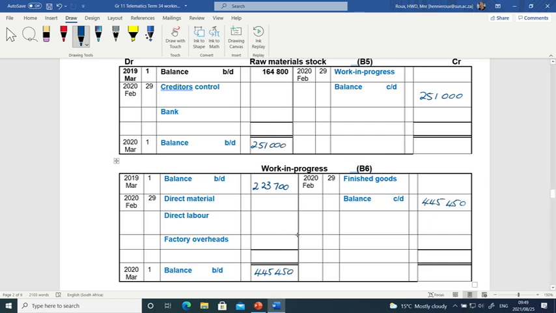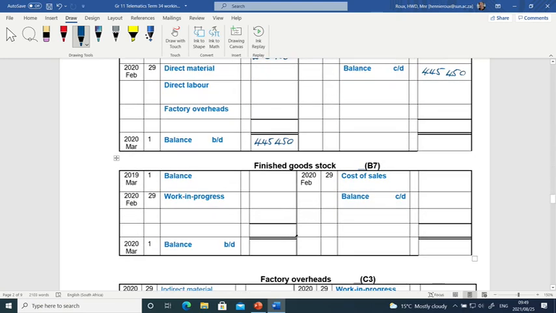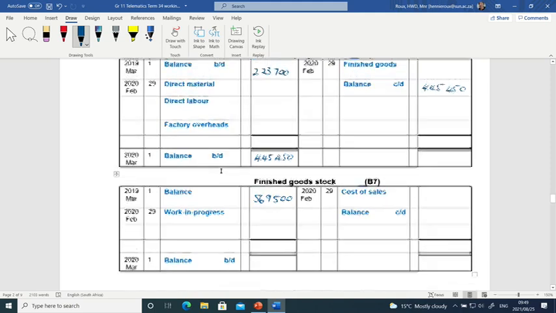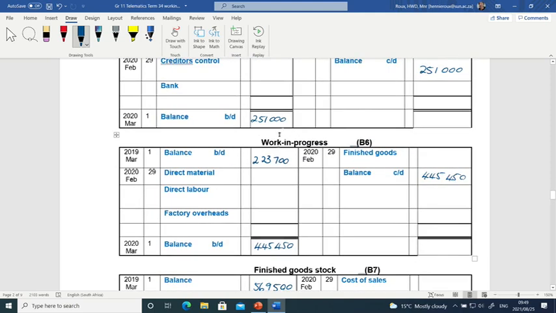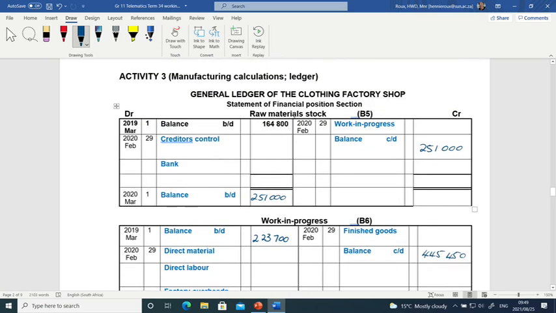When we get to finished goods, they only gave us the opening balance, 569,500. They did not give us the closing balance. So that's your first step. You bring down your opening balances. Finished goods, trading stock. So it must be a debit balance. It's an asset. Work in progress, that's your semi-finished products. That's also an asset. That's why a debit balance. Your raw materials, the materials that you have, asset, debit balance.